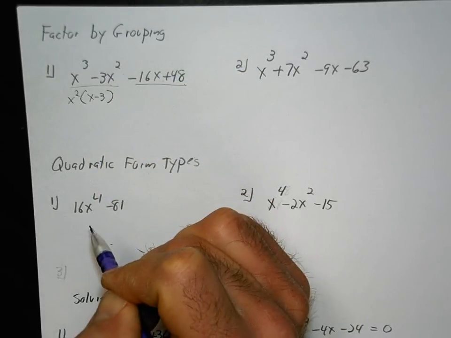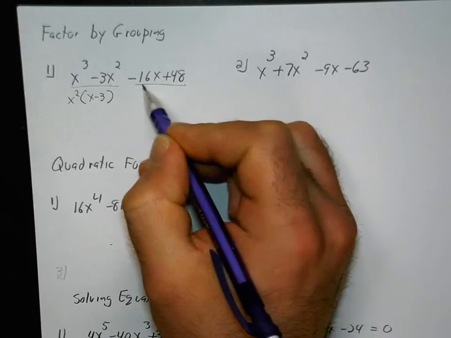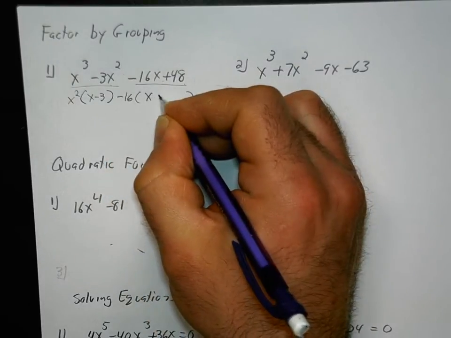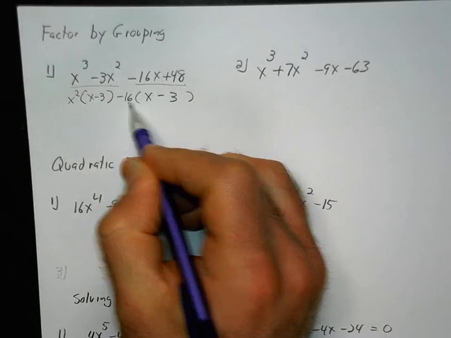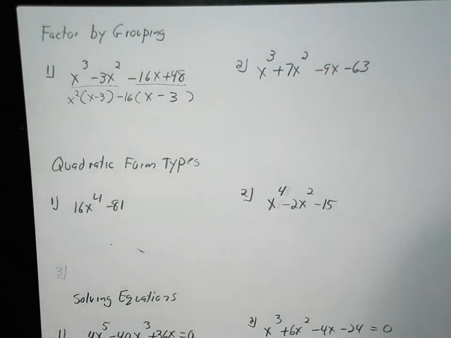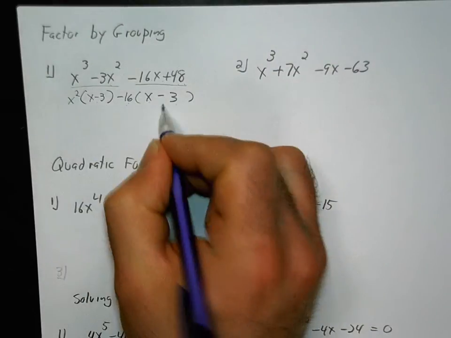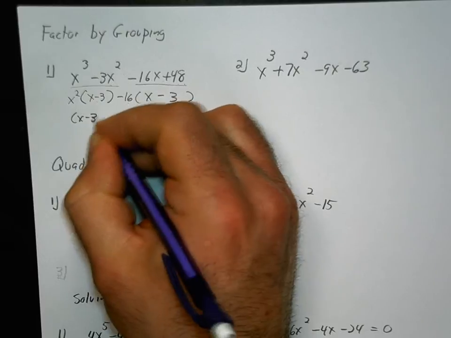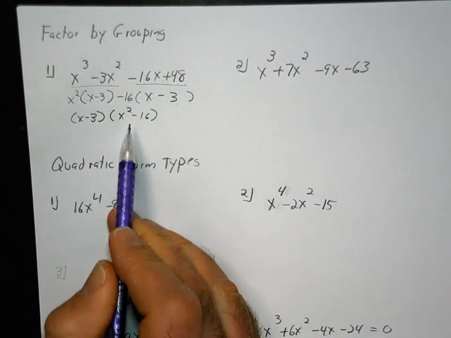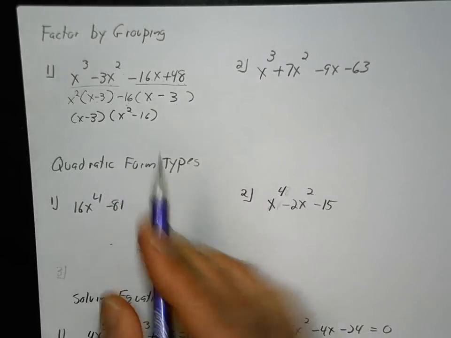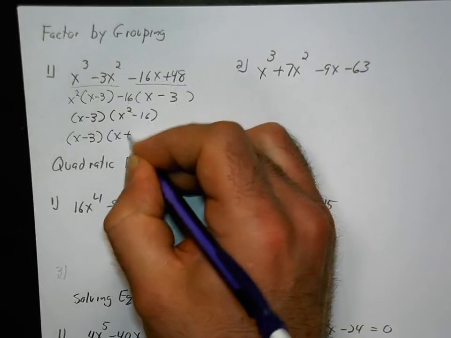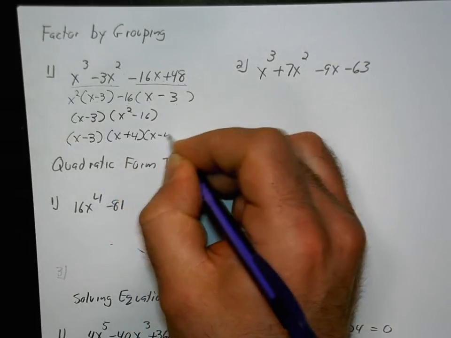What factors out of these two? 16 does. So if I factor a negative 16 out, this is going to give me an x minus 3. Let's check it. Negative 16x. Negative times a negative gives me a positive 48. So then I factor the x minus 3 out of each term. Leaves me with the x squared minus 16. Now we have to notice that this is a difference of squares. So this actually factors one step further. Plus 4, x minus 4.